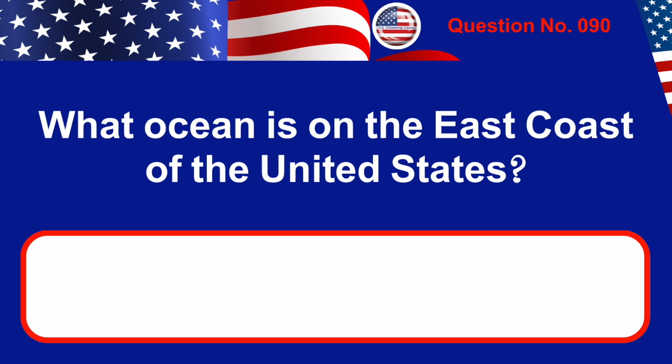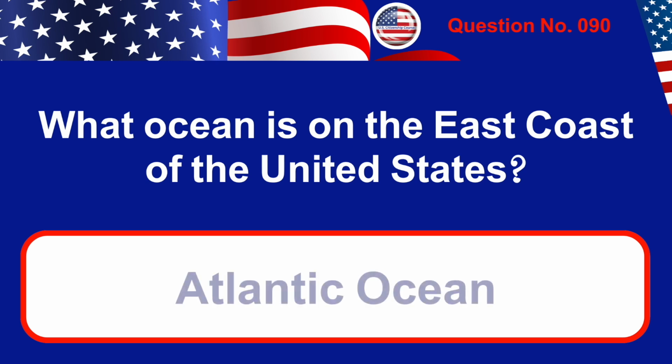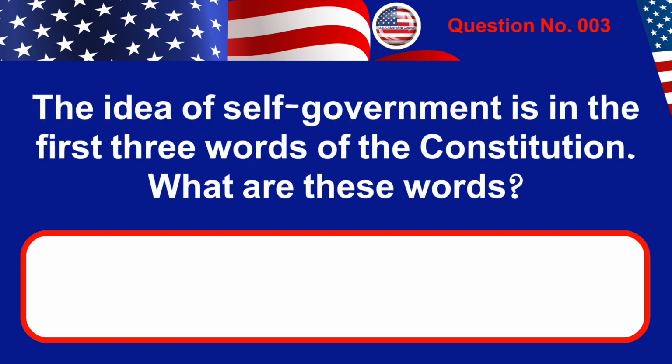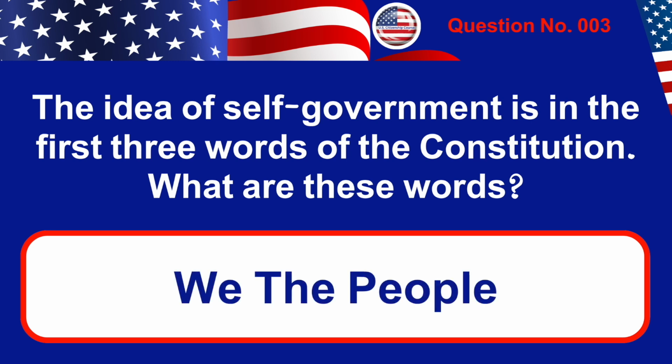What ocean is on the east coast of the United States? Atlantic Ocean. The idea of self-government is in the first 3 words of the Constitution. What are these words? We the people.